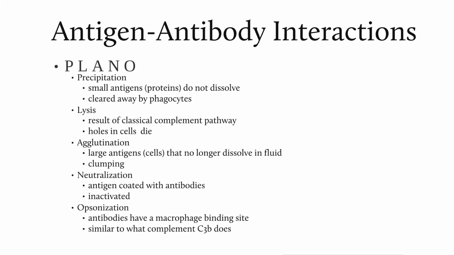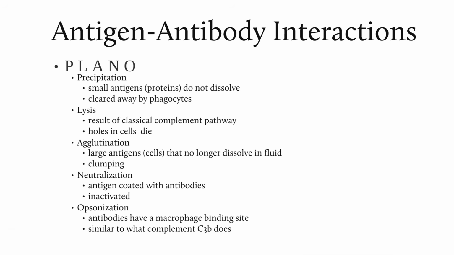When an antibody and an antigen interact, when they form a complex, here's a list of the different things that can happen. Now, PLAN-O is a way to remember this, a mnemonic to keep these different things straight. P stands for precipitation, which is what happens when small antigens, meaning proteins, are all linked together by antibodies. They won't dissolve in the bodily fluid where they're found anymore, and they'll precipitate out of solution. In that situation, then, they would be able to be cleared away by phagocytes.